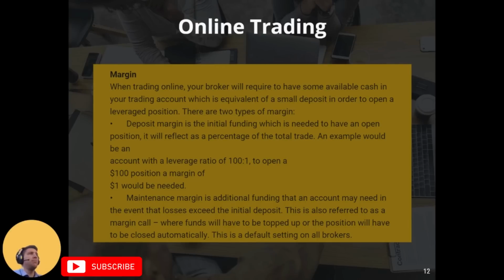Right, so let's go over that again. An account with a leverage ratio of 100 to 1. To open a $100 position, a margin of $1 would be needed.